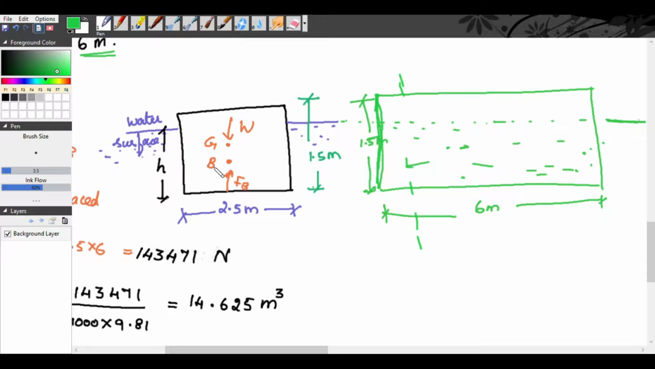G is the center of gravity and B is the center of buoyancy. W is the weight of the wooden block. FB is the force of buoyancy experienced by the wooden block in the upward direction. So W is the weight acting downwards. The force of buoyancy acts upwards. Both are vertical forces. So this weight of the wooden block will be equal to this force of buoyancy, or will be equal to the buoyant force.